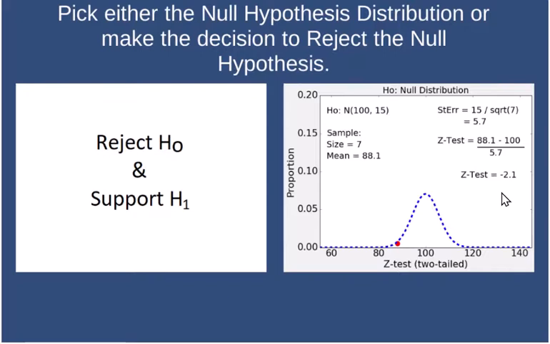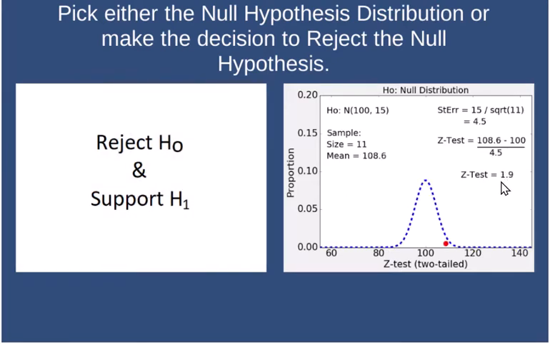For this scenario, a z-test of negative 2.1 means we're going to reject the null hypothesis. So it's outside of the plus minus 1.96 standard errors. So I'll reject the null hypothesis and support the research hypothesis for this case.